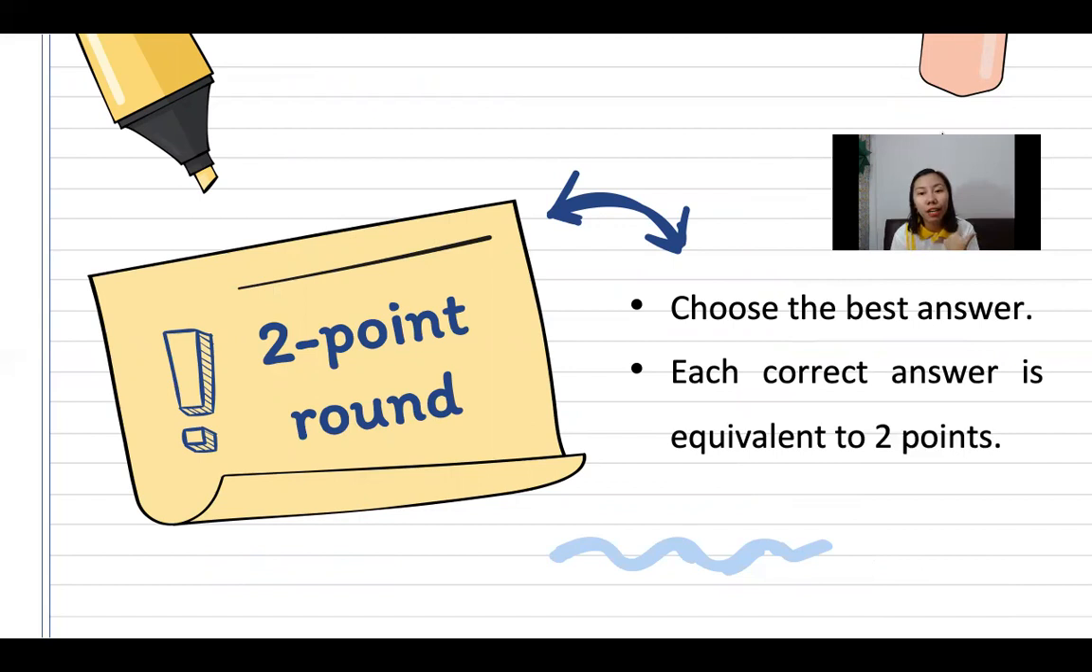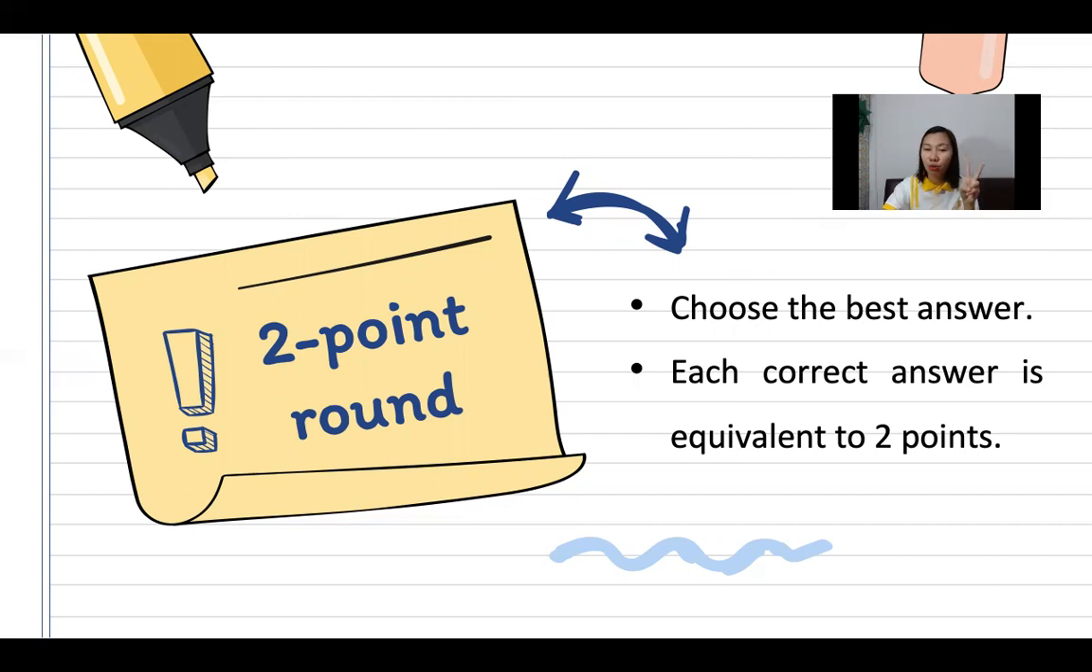Round two! All right, so in this round, each correct answer is equivalent to 2 points, okay? So you need to choose the best answer. So if in round one, there's only A and B, in round two, there will be A, B, and C. Okay? So you need to choose the correct answer.